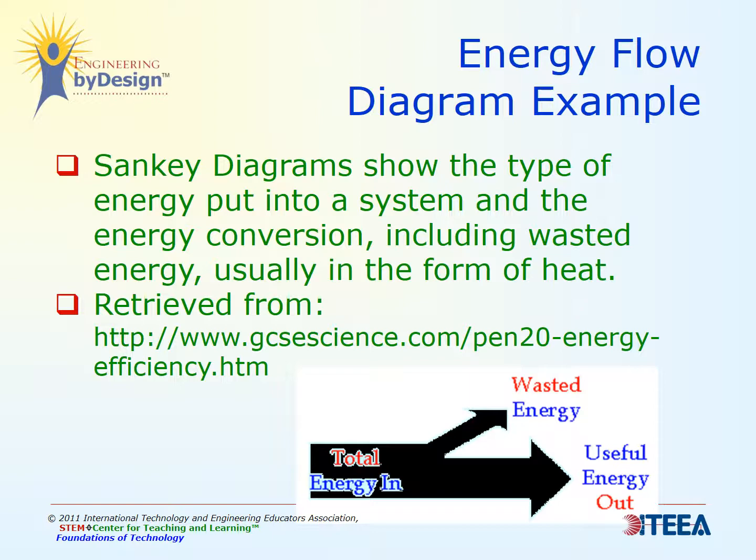Now, Sankey diagram. As we mentioned before, a Sankey diagram shows the type of energy that you're putting into a system and what the energy conversion is. So you're going to be using energy, including wasted energy in the form of heat. So you're going to have total energy going in, you've got so much wasted energy coming out, and you've got so much useful energy. Please remember the Sankey diagram.